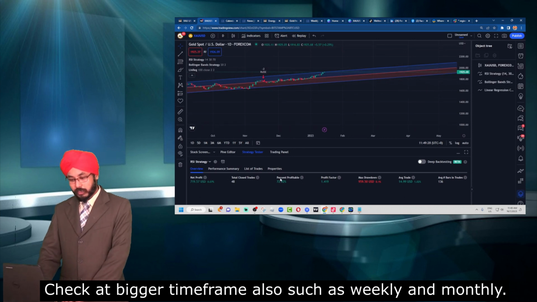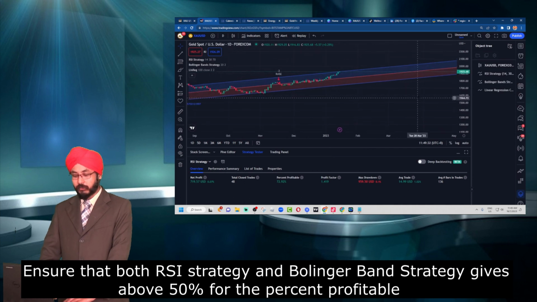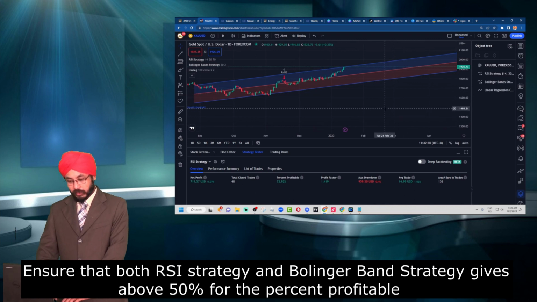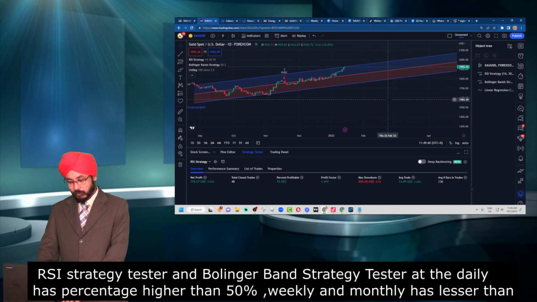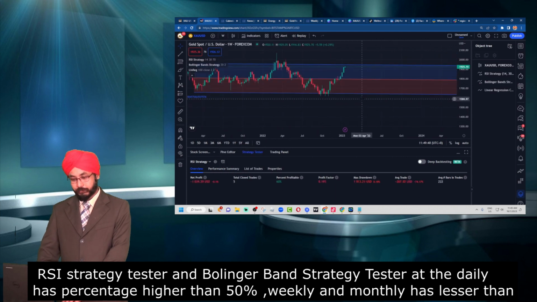As we are able to see here at the daily, we can check firstly for our RSI strategy. As we are able to see here, it is about 73.70%. And we can check with our weekly as well, which is about 40%. And if we go forward with our monthly, we would be able to see that it is about 100%.